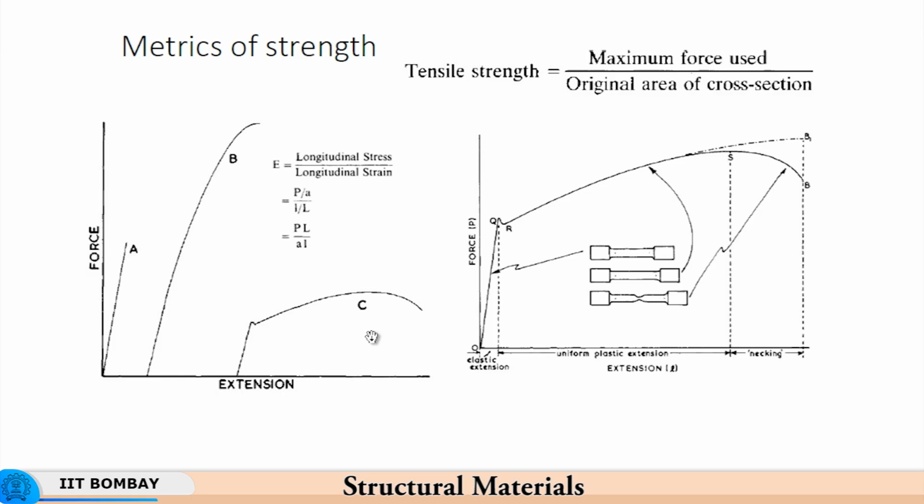So, instead of force you usually plot the force per unit cross sectional area, which is called the stress. So basically the strengths, both yield strength and tensile strength, have the units of stress, load per unit area.